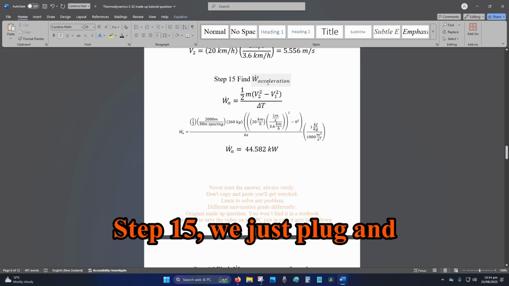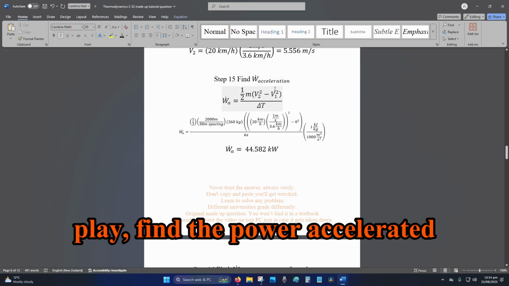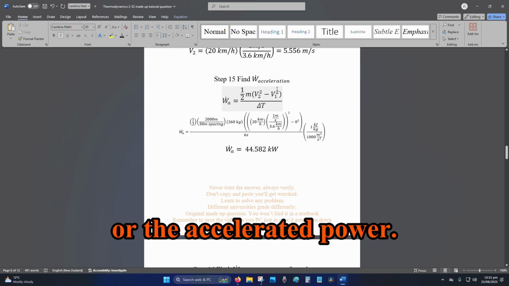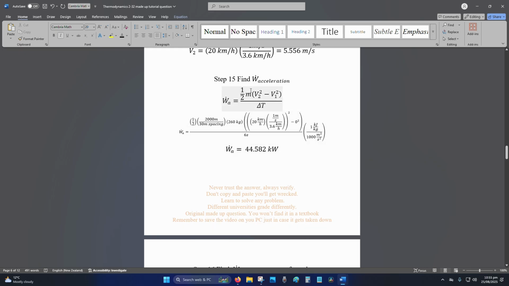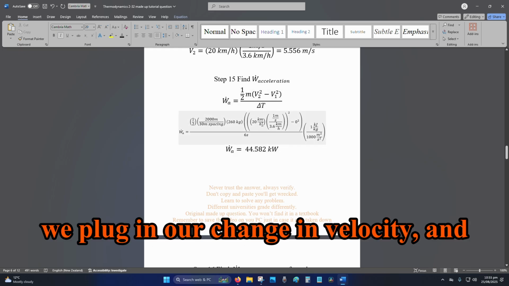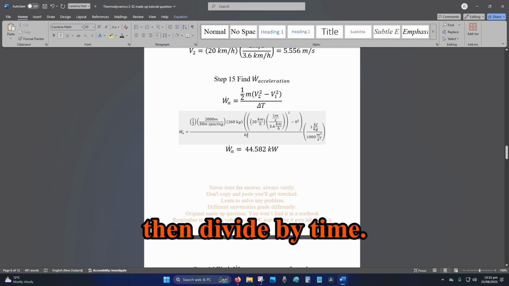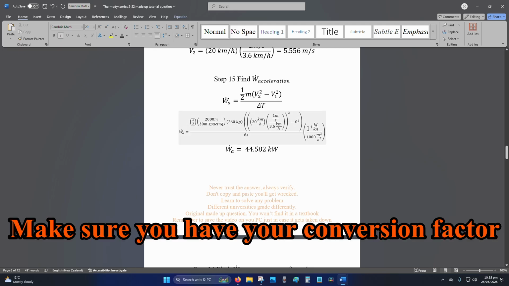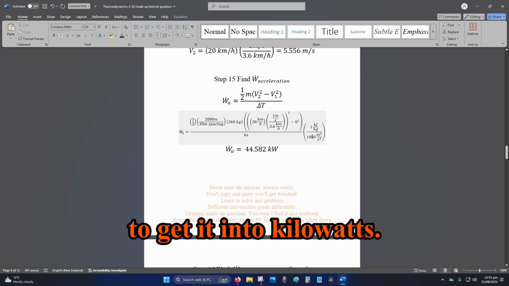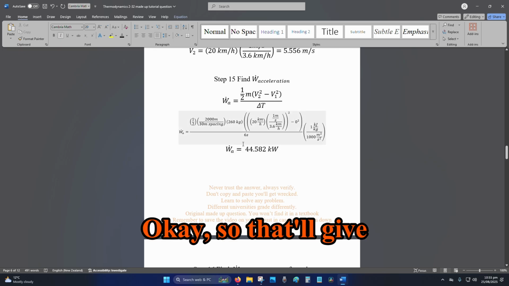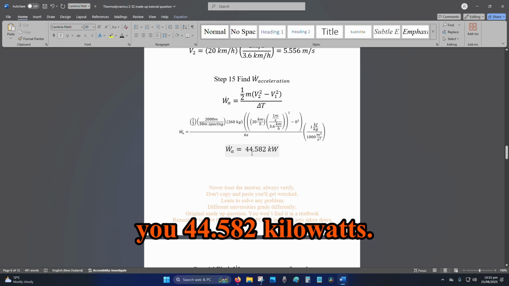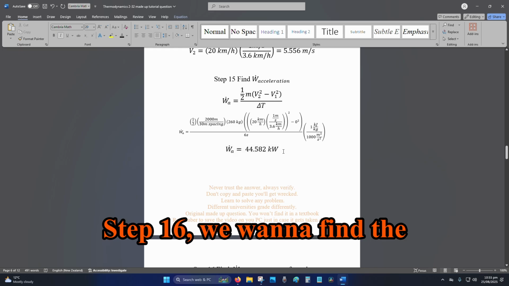Step 15, we just plug and play, find the power accelerated, or the accelerated power. So here's our formula. We just plug in our mass, we plug in our change in velocity, and then divide by time. Make sure you have your conversion factor to get it into kilowatts. Okay, so that'll give you 44.582 kilowatts.